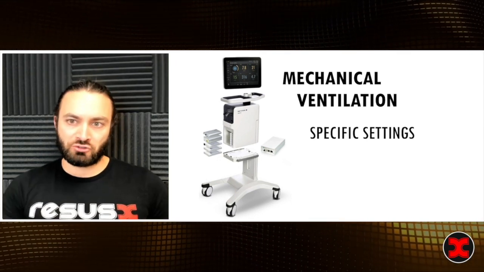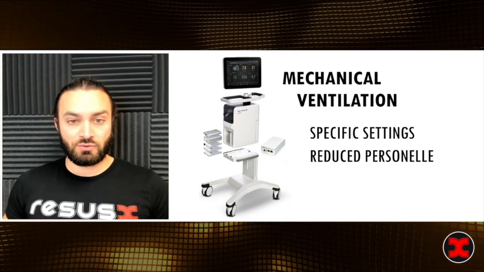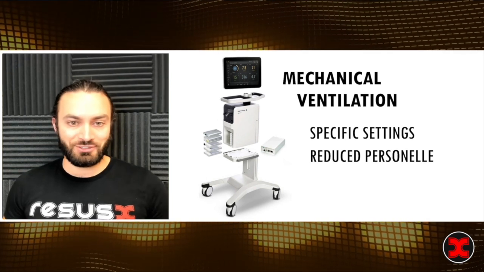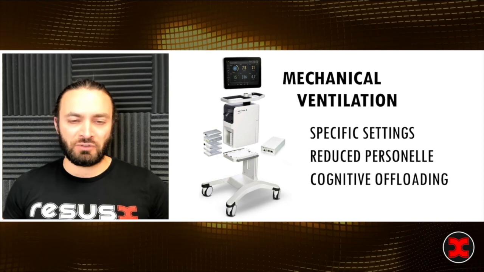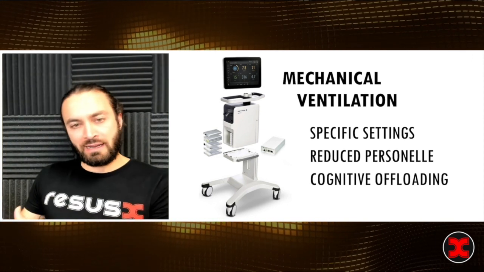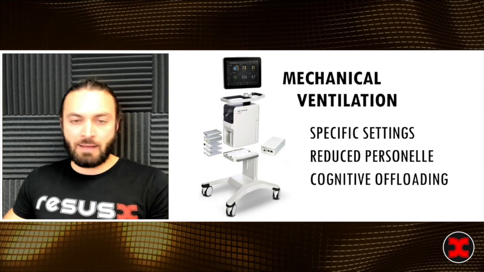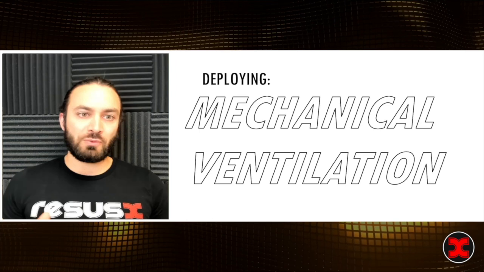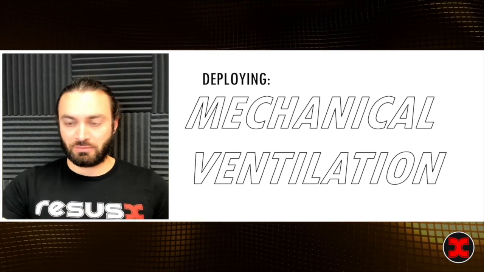We also get these pleiotropic effects of reducing the amount of personnel. If it was your RT that was doing the bagging, we've now freed RT to do whatever else we need to do to assist in this resuscitation. Cognitive offloading. I don't want to worry that I'm not getting the right variables set on this patient by BVM. Instead, I've got it exactly where I want on the ventilator. So how do we do this? How do we switch to mechanical ventilation? Honestly, it's not that complicated.